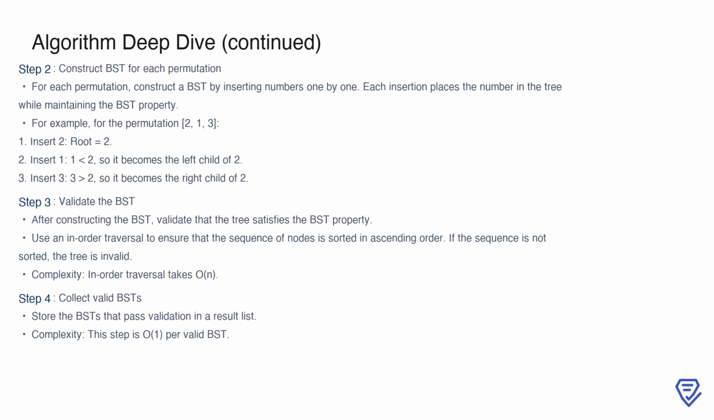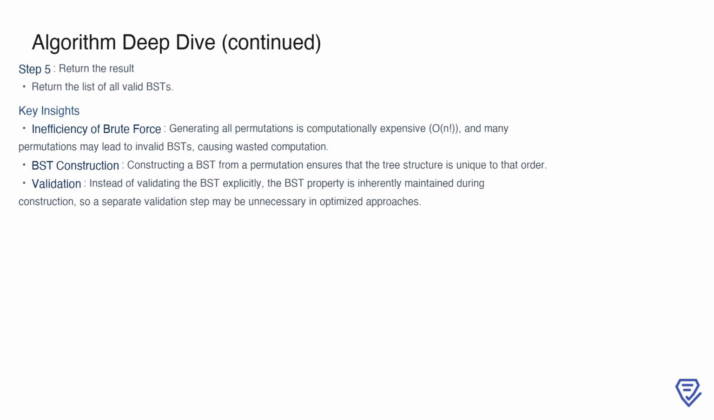Valid trees are then collected into a result list for output. While this approach guarantees correctness, the construction and validation steps add further computational overhead on top of generating permutations. The final step in the brute force approach is to return the list of all valid BSTs. While this method is straightforward, it's not efficient. Generating all permutations alone is computationally expensive, and many of these permutations lead to invalid BSTs, resulting in wasted effort.